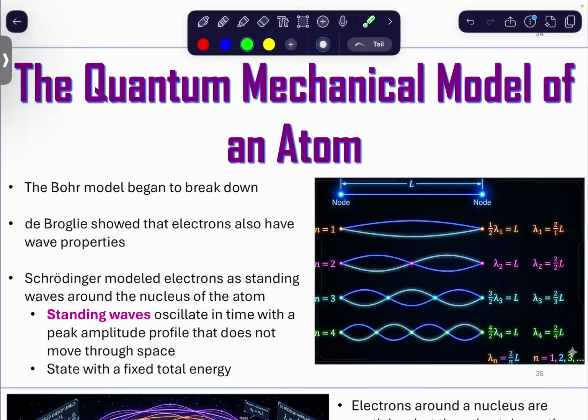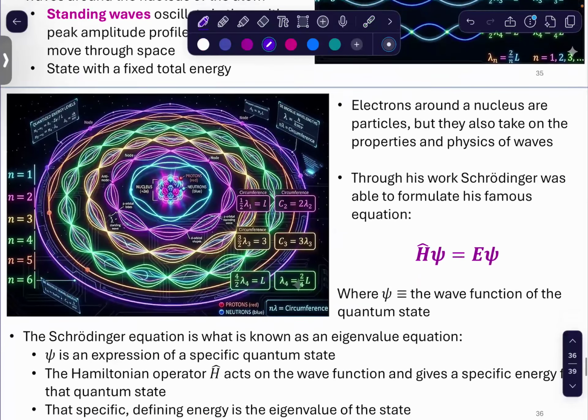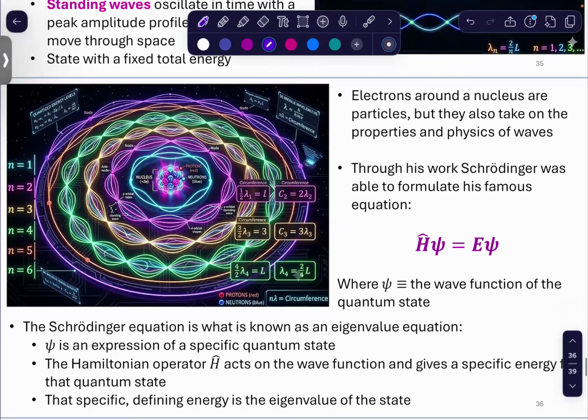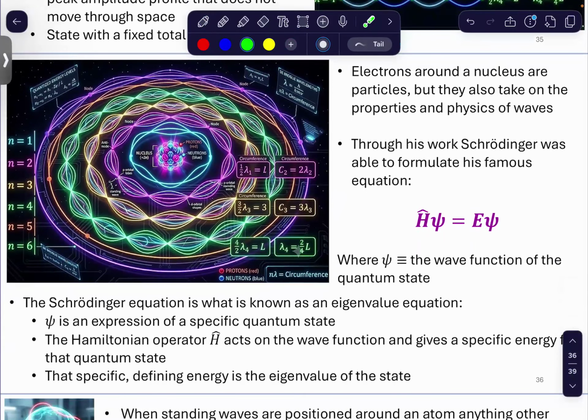And so each one of these is a state with a total fixed energy. So then, of course, they started modeling these standing waves. Here you see your Bohr model, your individual orbits around the central nucleus, but you can see these standing waves actually spacing out across these individual energy levels.